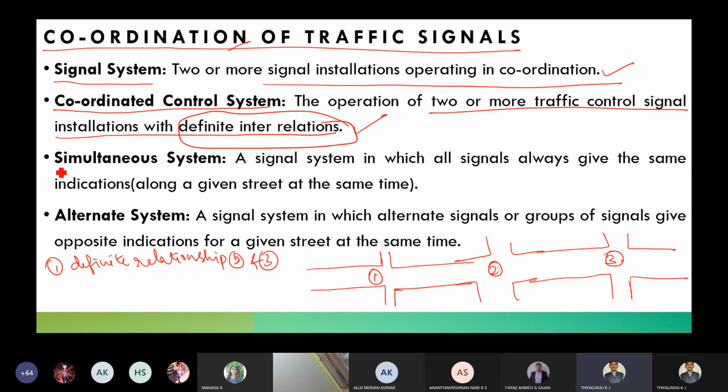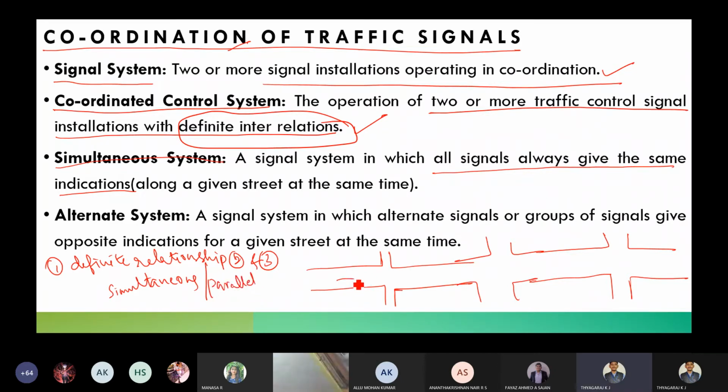Then comes the simultaneous system, a signal system in which all signals always give the same indication. Carefully listen here. Simultaneous means parallel. We can call it simultaneous or parallel.